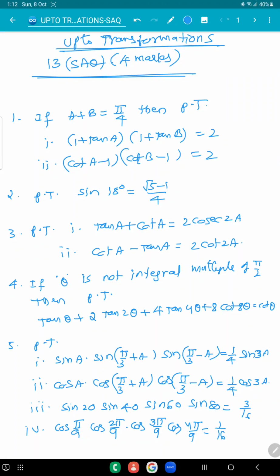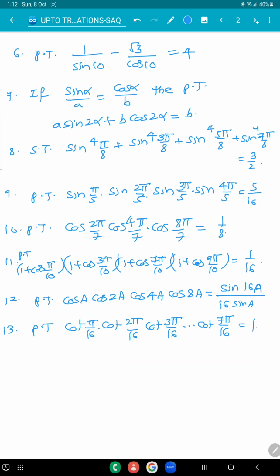Now we are going to discuss important questions from Upto transformations for junior intermediate, for the IP intermediate public examination. Upto transformations contains four chapters: trigonometric ratios, compound angles, multiple and submultiple angles, and transformations. From these four chapters, I am discussing 13 model questions. This one 5 questions, and this one 8 questions. So let us solve these questions.